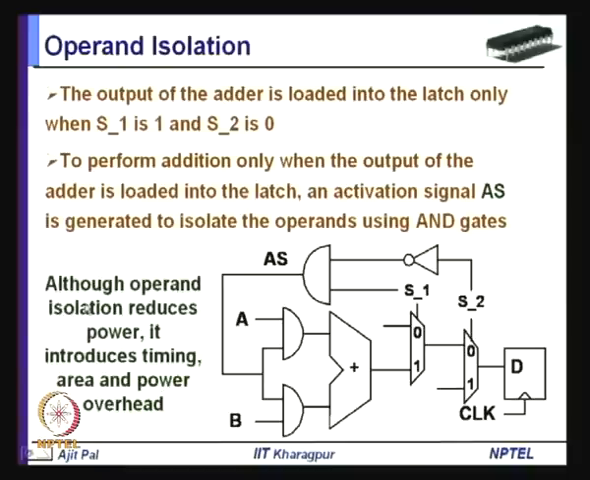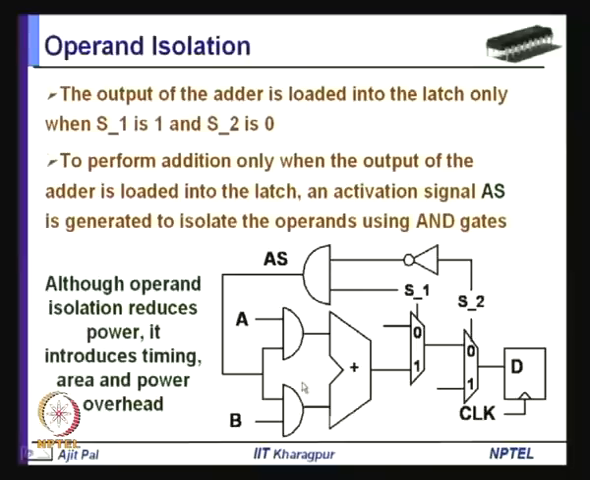However, whenever you do operand isolation, it reduces power but it introduces timing, area and power overhead. As you can see, if this particular adder is in the critical path, then addition of these AND gates will introduce some delay. So, this may disturb the timing conditions, and obviously, it will also add some area. You are adding this activation signal hardware, and also you are adding these AND gates. Obviously, this will add to some area and power overhead.